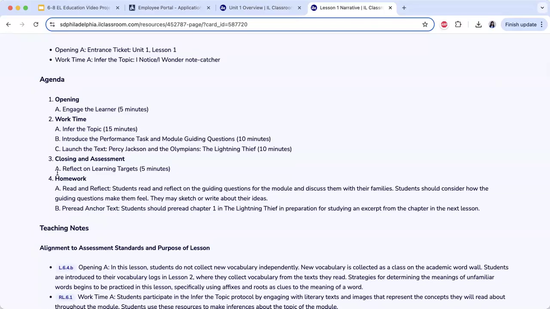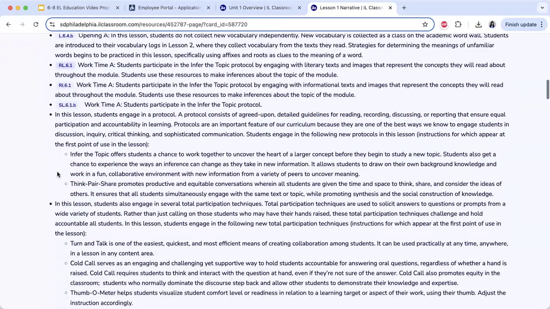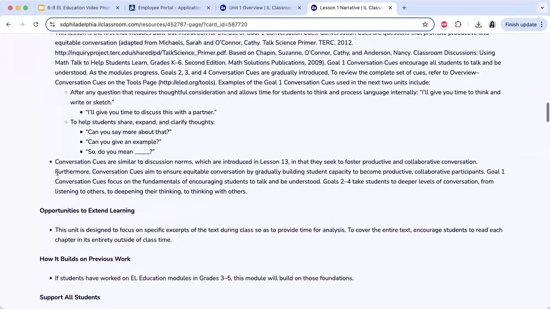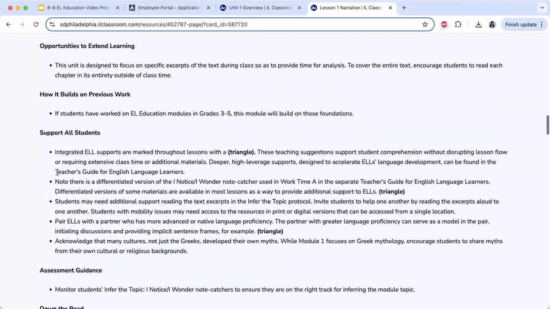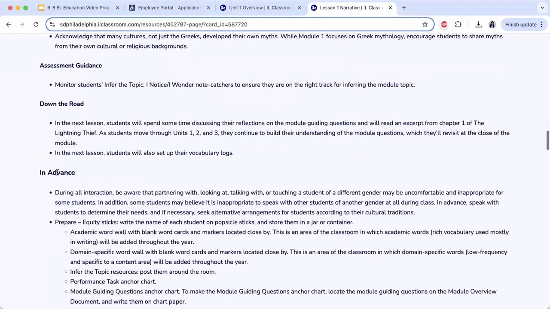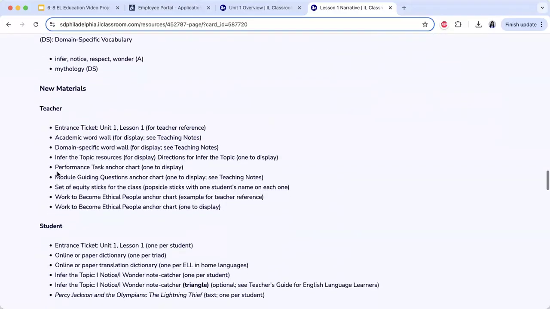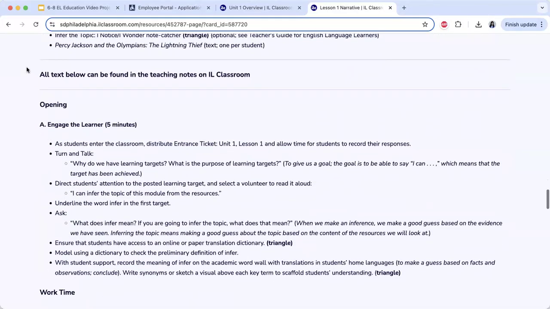So again, this just gives me a bird's eye view of the lesson, but then I'm actually going to scroll down past the teaching notes, past the opportunities to extend learning and ways to support all students, all very important stuff. But before I look at any of this, I actually want to start here. So this heading that I'm highlighting here, anything below this heading is the actual lesson. And you'll see it quite clearly because it starts with the opening.